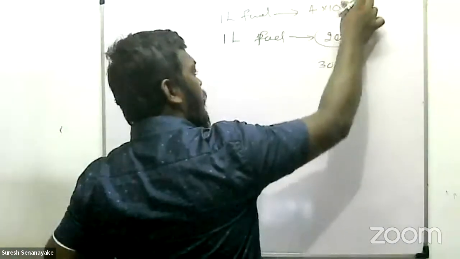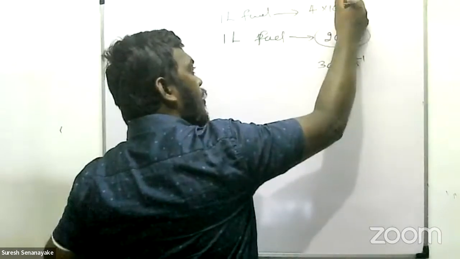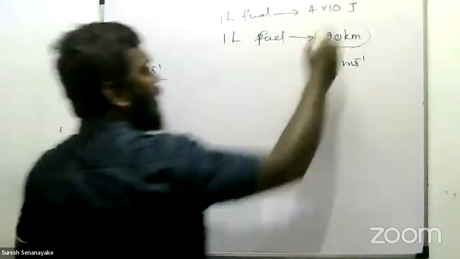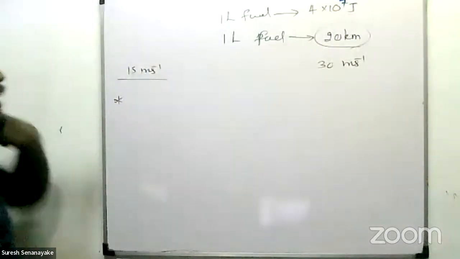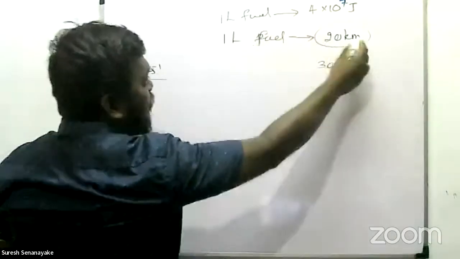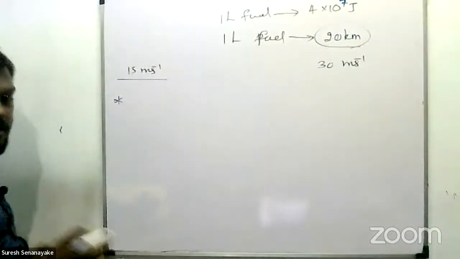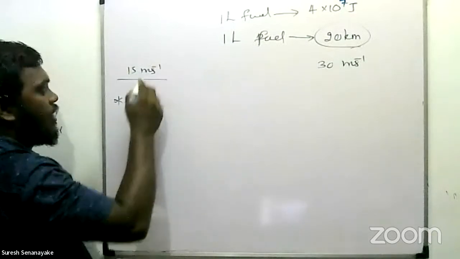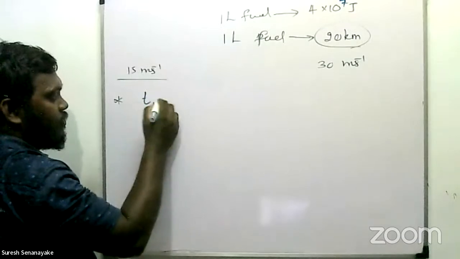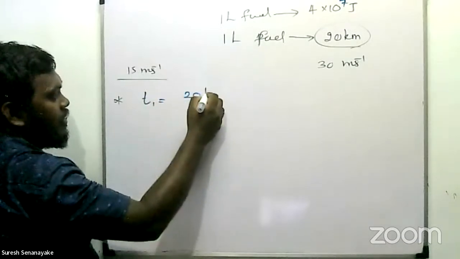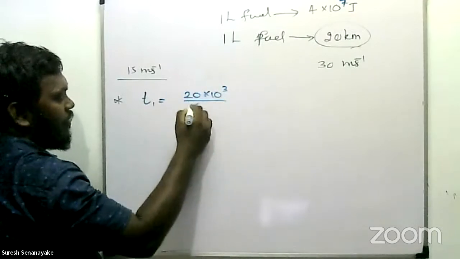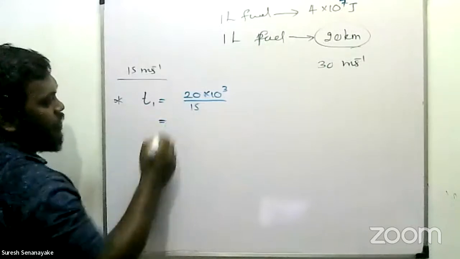10 to the 7. Okay, let's see. When the vehicle is moving at 15 meters per second, how can we get the distance for 1 liter? Let's say 20 kilometers, how much energy is consumed when it's moving? With the 15 meters per second, you can find the time taken to move this distance: 20 into 10 to the 3 divided by 15 meters per second. You can calculate the time.